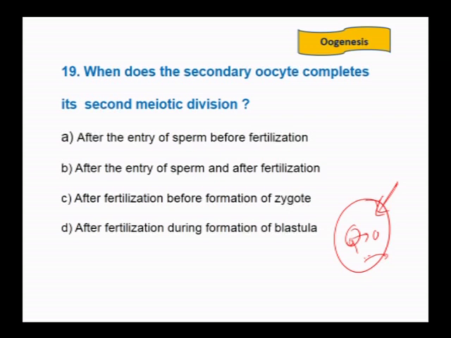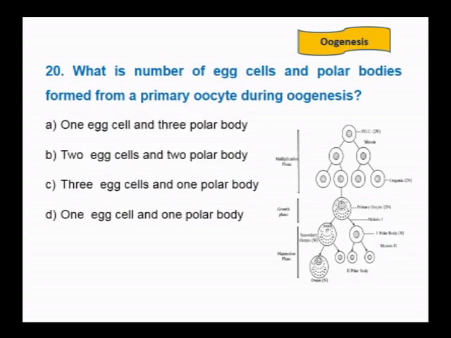So therefore the right option is A, after the entry of sperm and before fertilization. What is the number of egg cells and polar bodies formed from a primary oocyte during oogenesis? You know that during oogenesis primary oocyte undergo first meiosis and second meiosis. As a result, it produces 1 egg or ootid and 3 polar bodies.